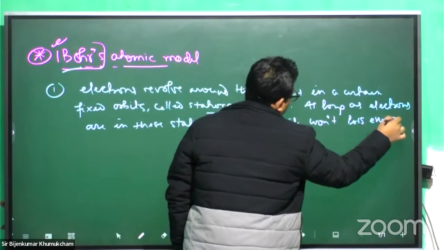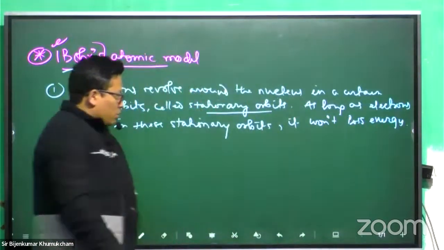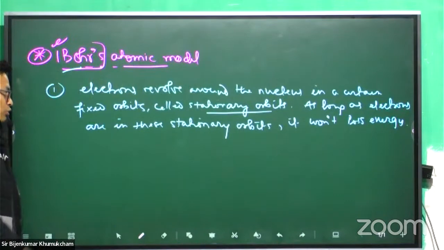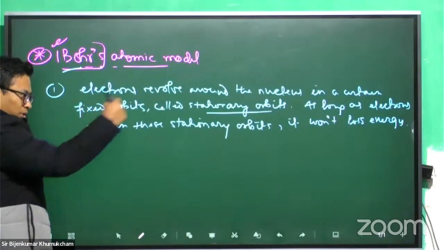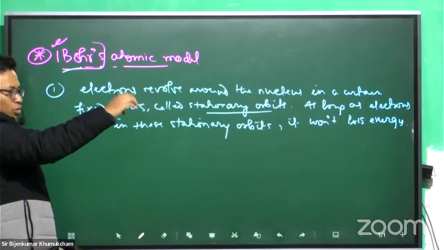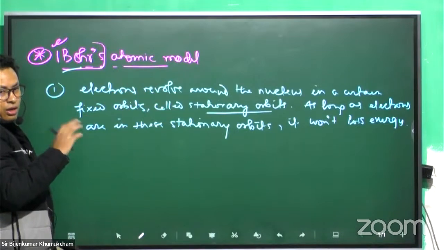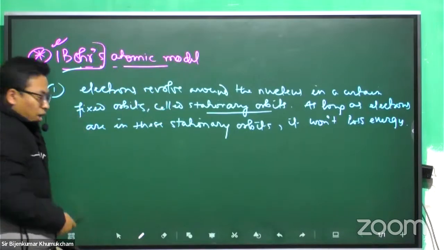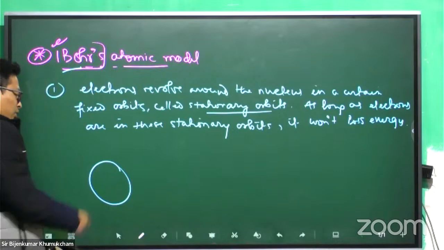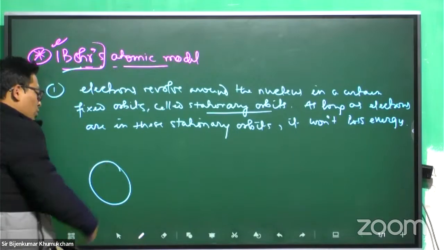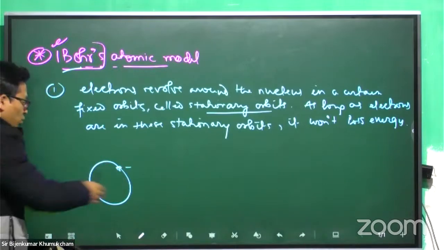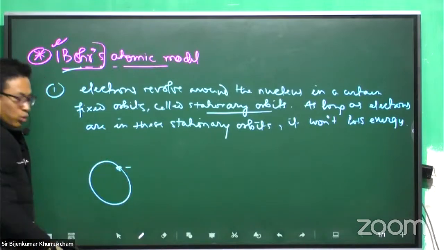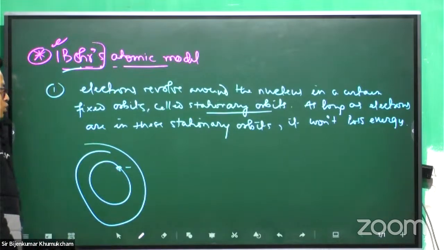Now electrons cannot revolve in any orbit. There will be some fixed orbits called stationary orbits where electrons will not lose energy. Even though electrons are accelerating, and an accelerating charged particle is supposed to lose energy, as long as you are in this orbit, you will not lose your energy.